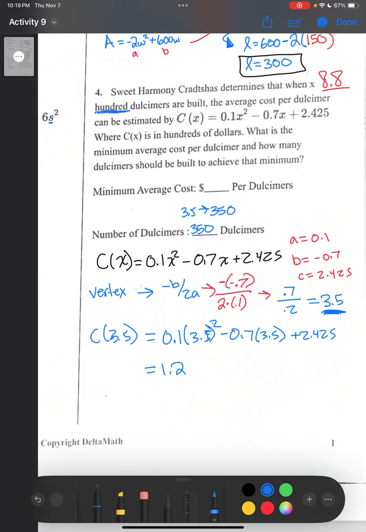Now that is the cost, right? But we can't put 1.2, because it's actually times 100. Because, again, from here it says the cost is in hundreds of dollars. So 1.2 actually is 120. So that is how we get to those solutions there.